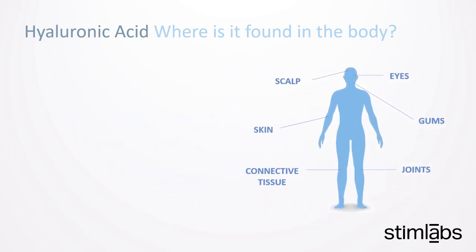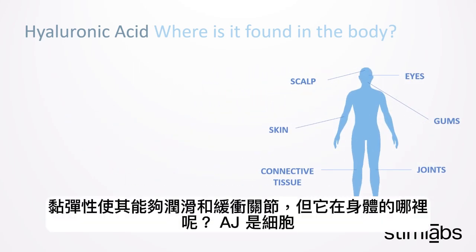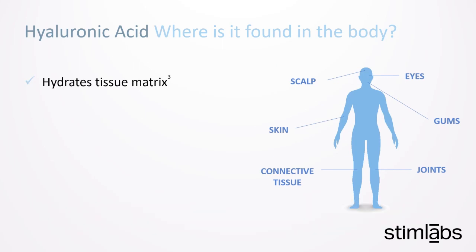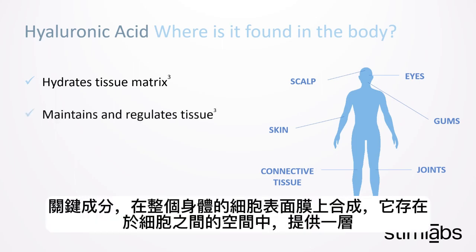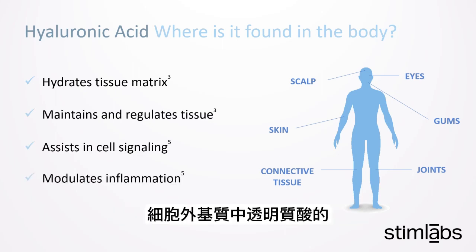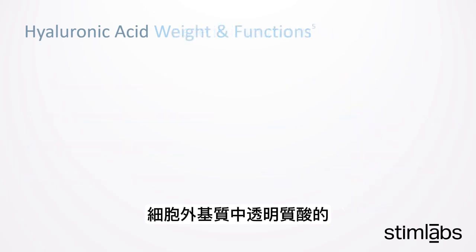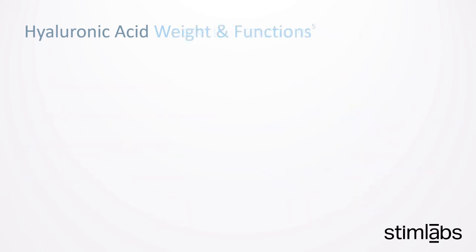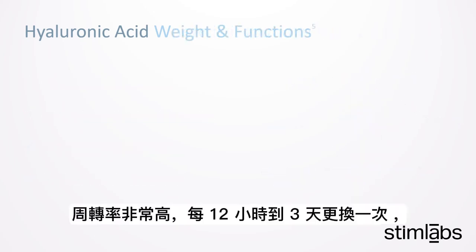HA organizes into large matrices of proteoglycans to create a hydrated matrix around cells and tissue throughout the body. On top of its structural properties, HA plays a critical role in tissue maintenance, regulation, and signaling. It helps modulate inflammation, having both pro- and anti-inflammatory properties. The majority of HA signaling depends on the HA molecule itself.